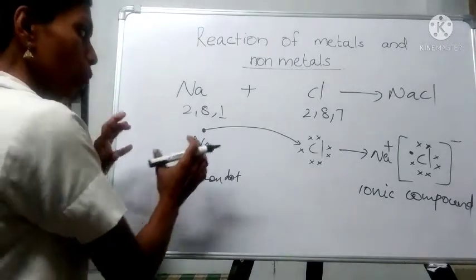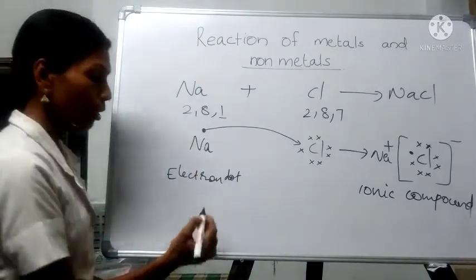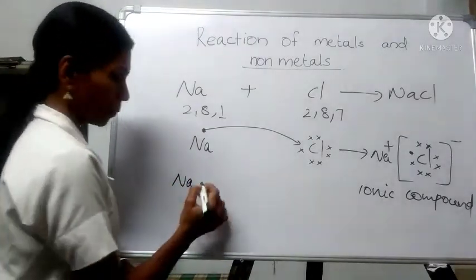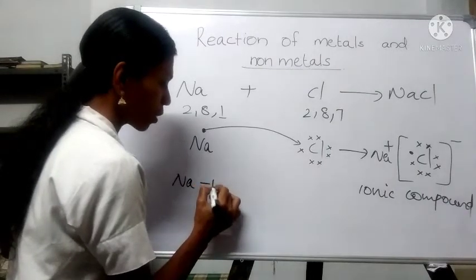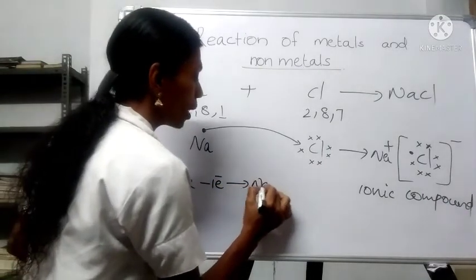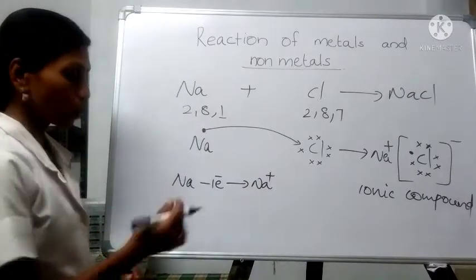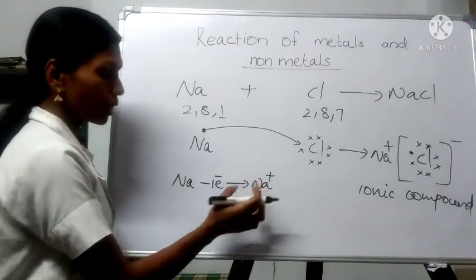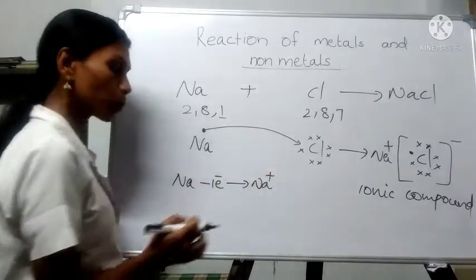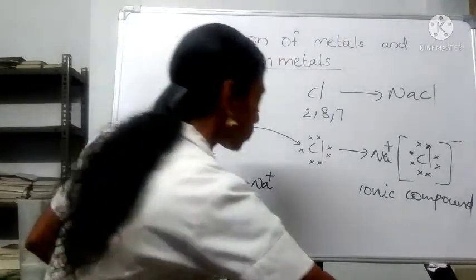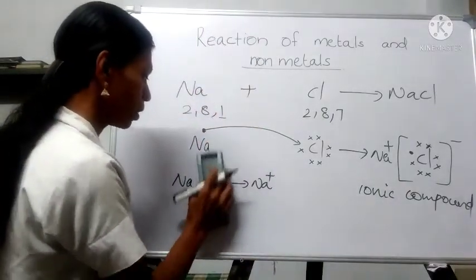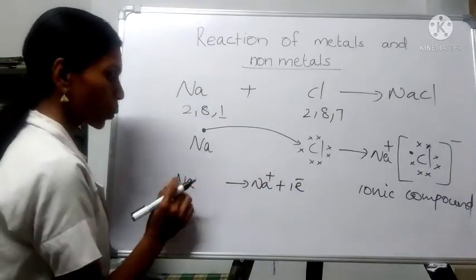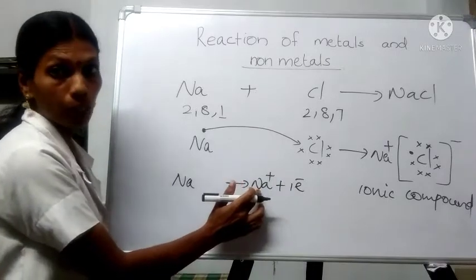Then what changes occur to sodium during the formation of sodium chloride? Sodium is losing its electron. Sodium is losing one electron and changing into Na plus ion. This we can write here, that is, this electron we can take to this side. So how will it change? It becomes Na plus and one electron. This shows that sodium is losing one electron and changing into Na plus ion.